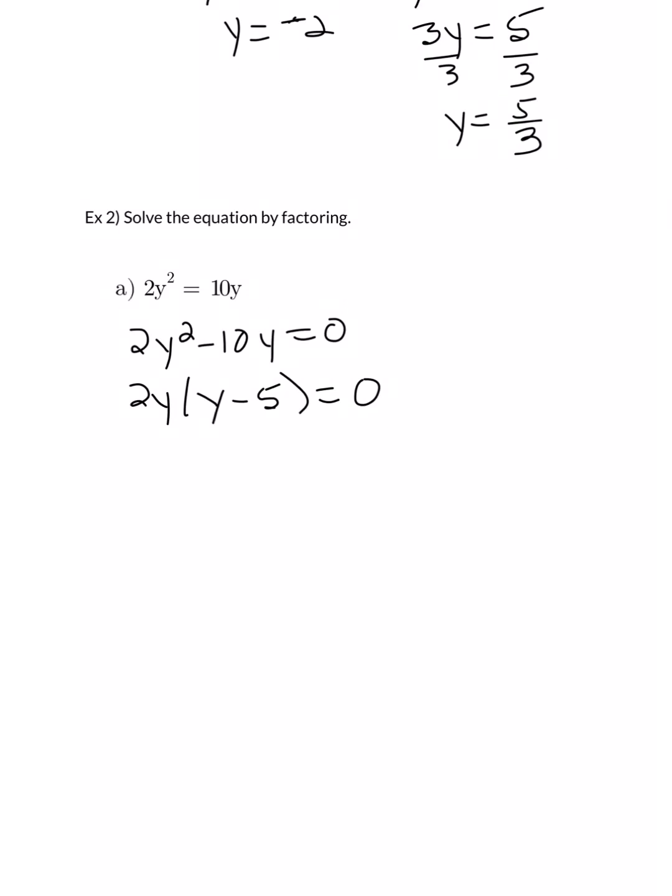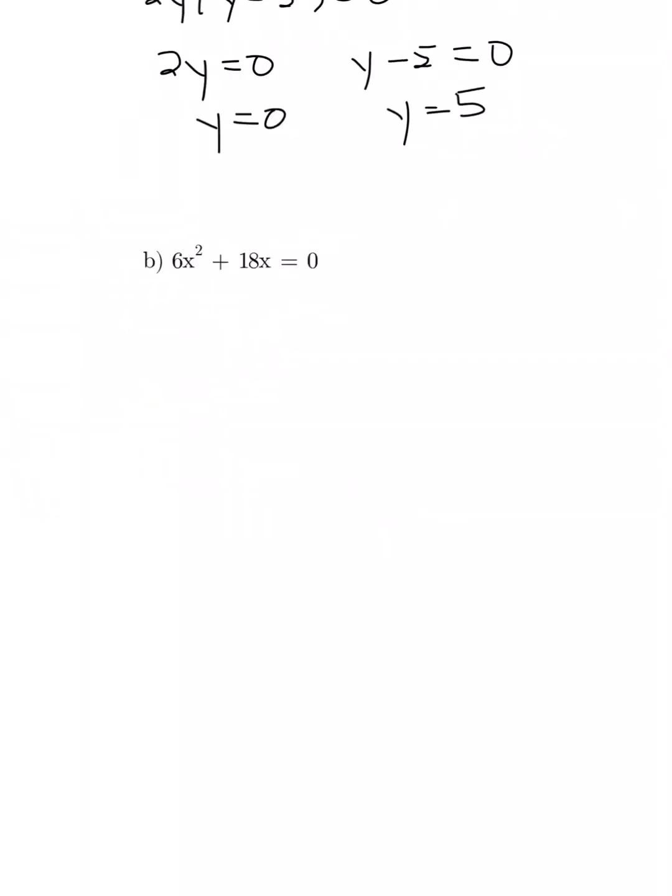Yes, it has a variable. So we're going to set that item, 2y, equal to 0, and then set the quantity y minus 5 equals 0. Divide by 2 on 2y equals 0, you get y equals 0. Add 5 on y minus 5 equals 0, you get y equals 5.